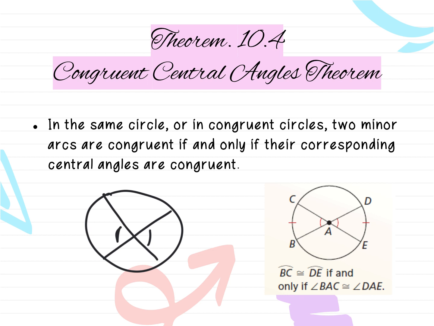You can think of them as vertical angles. So the only way the arcs are going to be congruent is if they have the same angle. So a lot of the times it's going to be a vertical angle. It's not always going to be the case, but it is usually how it's drawn at the beginning, so you guys can get used to the idea. So again, in this case, BC, which is this segment right here, is congruent to DE if and only if angle BAC is congruent to DAE, which are the vertical angles.